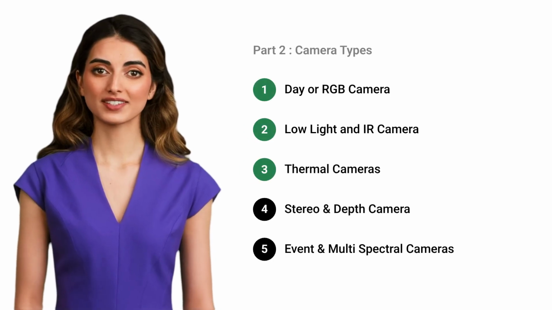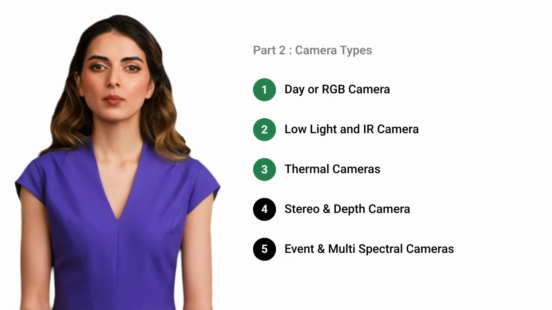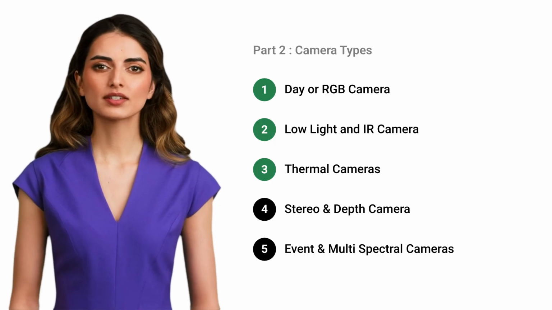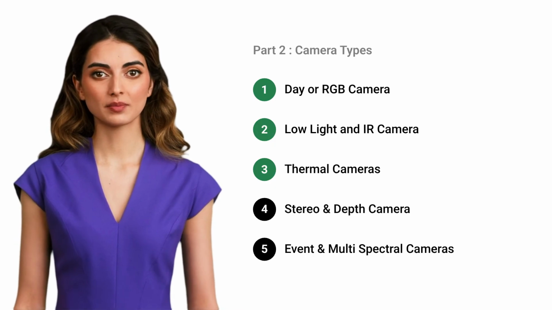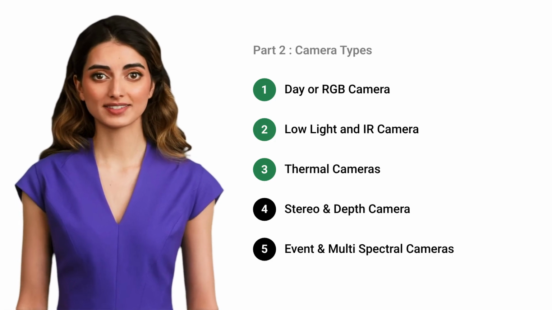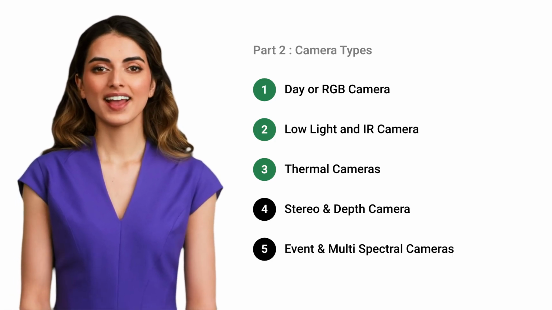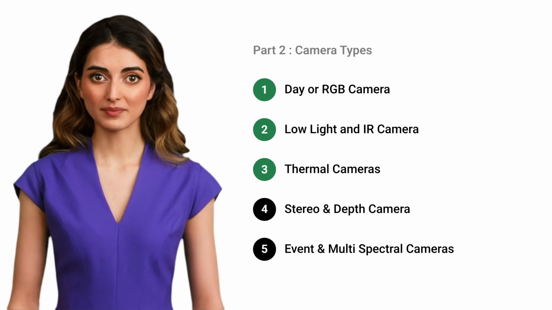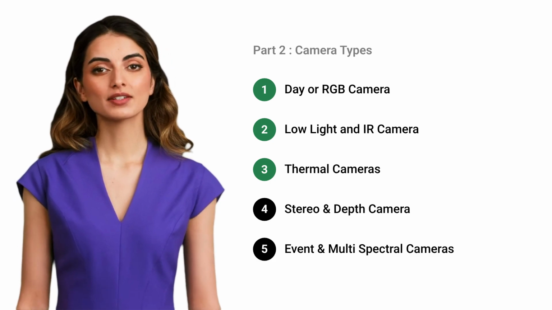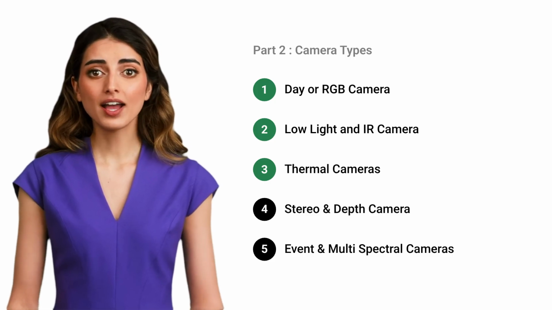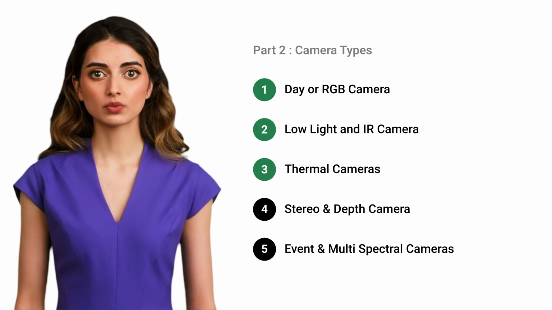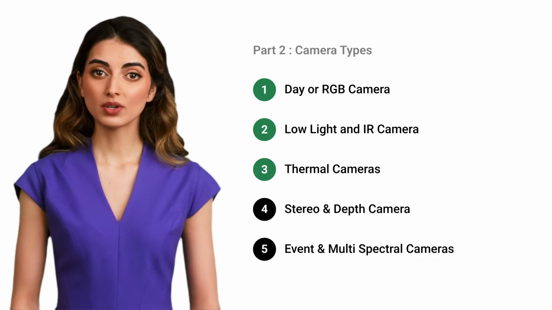Let's revisit our agenda. We have now completed thermal cameras and understood how they detect heat signatures for night operations, surveillance, and target detection. Let us now move to stereo and depth cameras. These cameras help the UGV measure distance, understand its surroundings, and detect obstacles for safer navigation and autonomous operation.